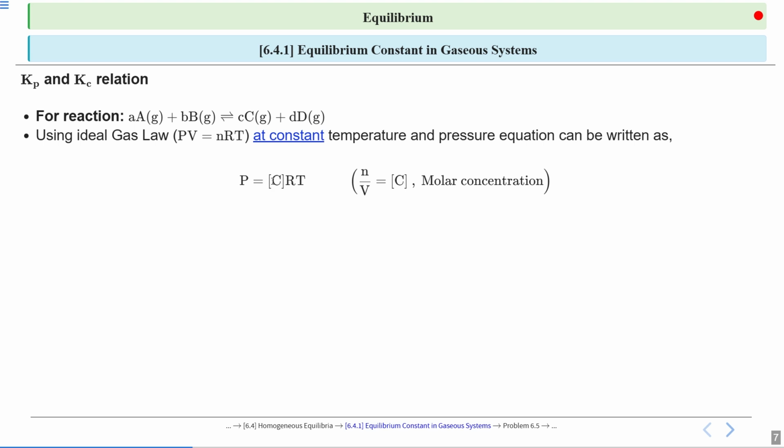Got it? Why have we written C? Because if you just cross multiply this volume to the right hand side, then we will get a term n by V. And we know that the number of moles of particles per liter of the solution is called the concentration. So this can be considered as the molar concentration of the gas. Further, we know that the Kp expression is Pc raised to the power small c multiplied by Pd raised to the power small d divided by Pa raised to the power small a multiplied by Pb raised to the power small b. So this is the Kp relation.